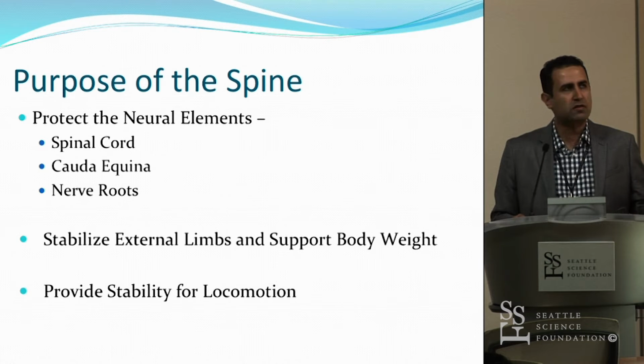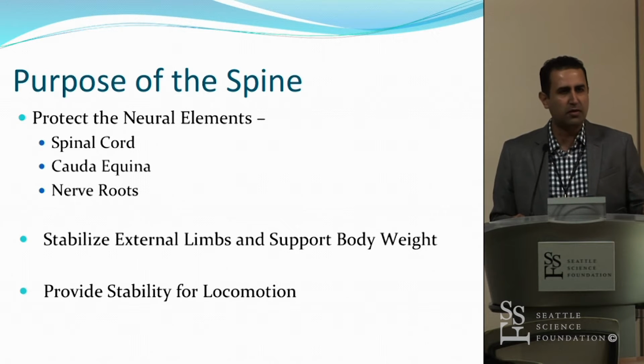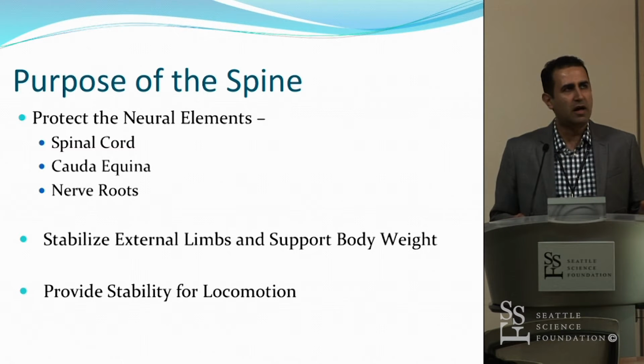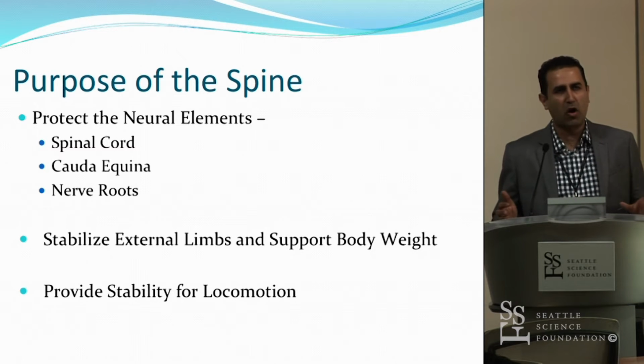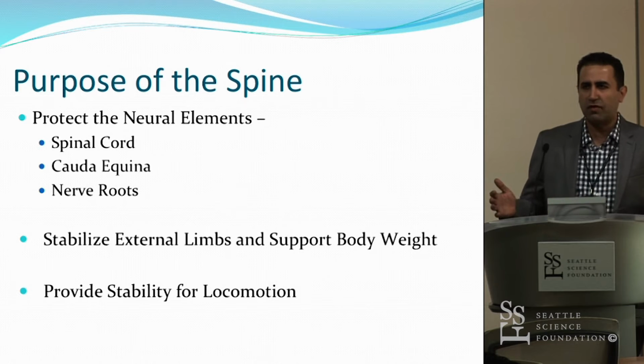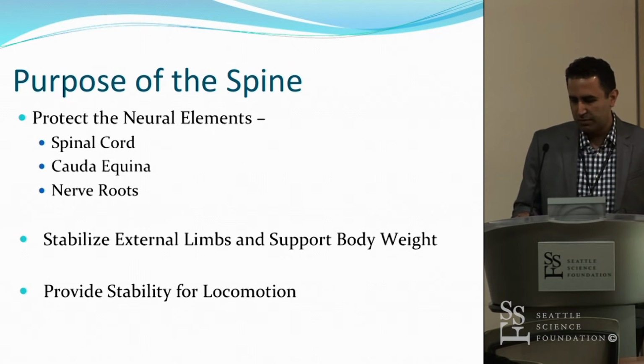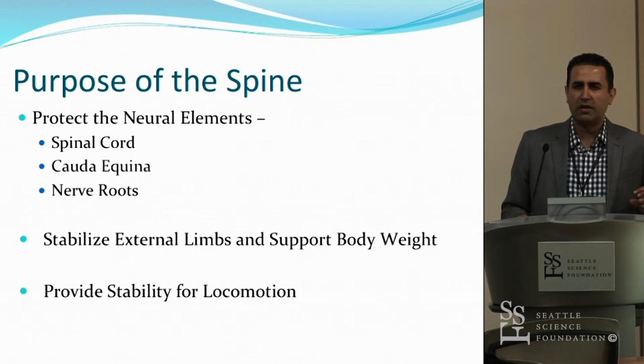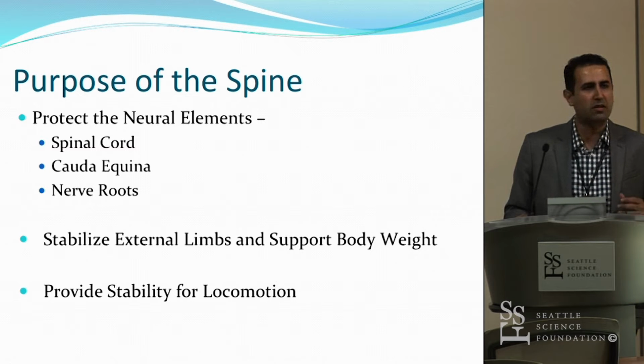So as you know, the spine's purpose is really to protect the neural elements and allow them to fulfill their function. It's to stabilize the torso and the limbs by supporting the body weight, and obviously it provides stability for motion, particularly for mobilizing through walking and so on. So it's a dynamic system. It's living in the sense that there's turnover of these cells.